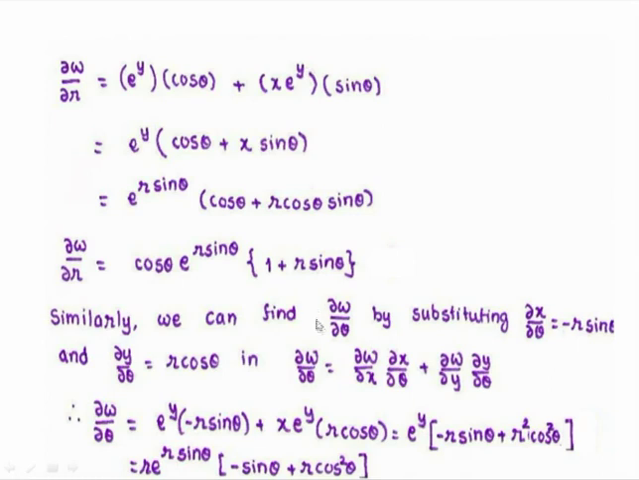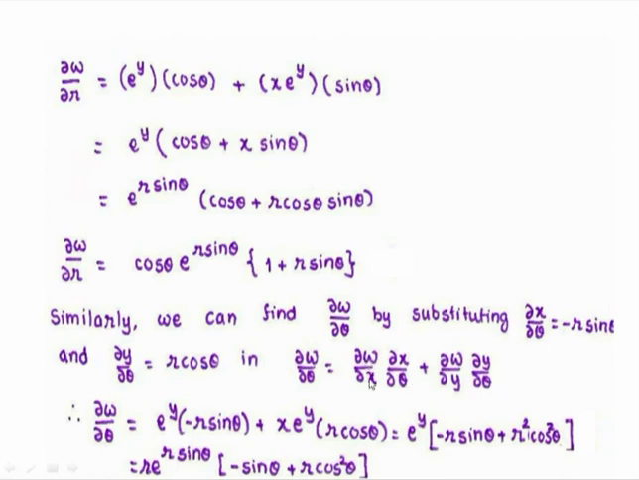Similarly, we can find del w by del theta by substituting the values of del x by del theta and del y by del theta in the formula of del w by del theta, which is del w by del x times del x by del theta plus del w by del y into del y by del theta. So it is very clear that we are collecting theta from all of the variables of w. Here w has two variables, x and y, so we are taking the partial derivative of w with respect to x and with respect to y, and then from x we are getting theta and from y we are getting theta.